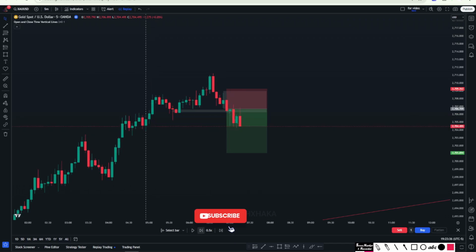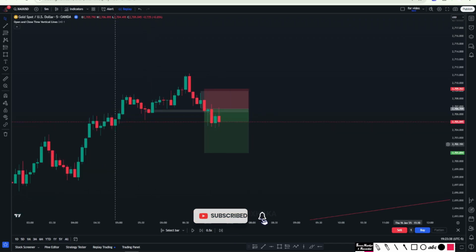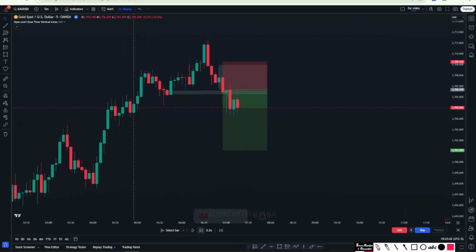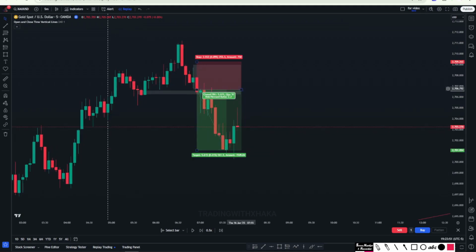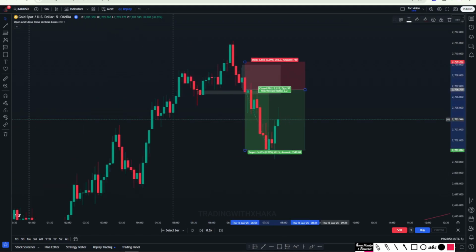Does it happen? Beautiful. You can see we are tapped in now. Let's see if the price will take us to our target. Beautiful, beautiful. You can see how everything happened, guys. So that's how it is. It's very simple if you pay attention to the things I detailed out.